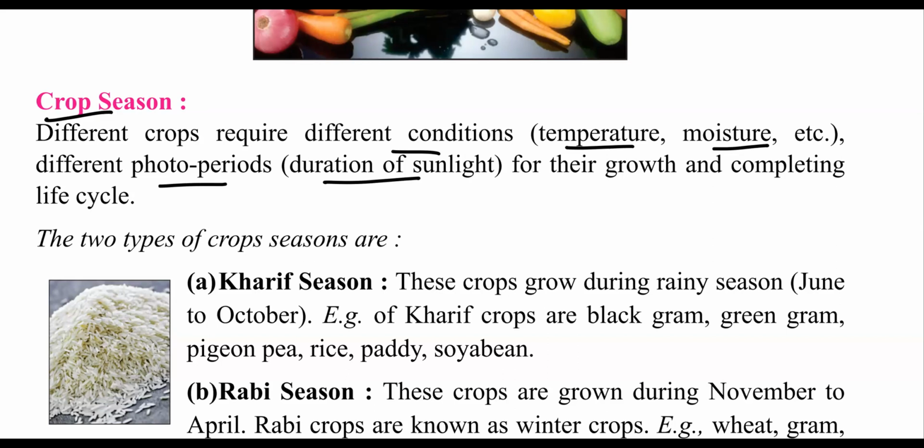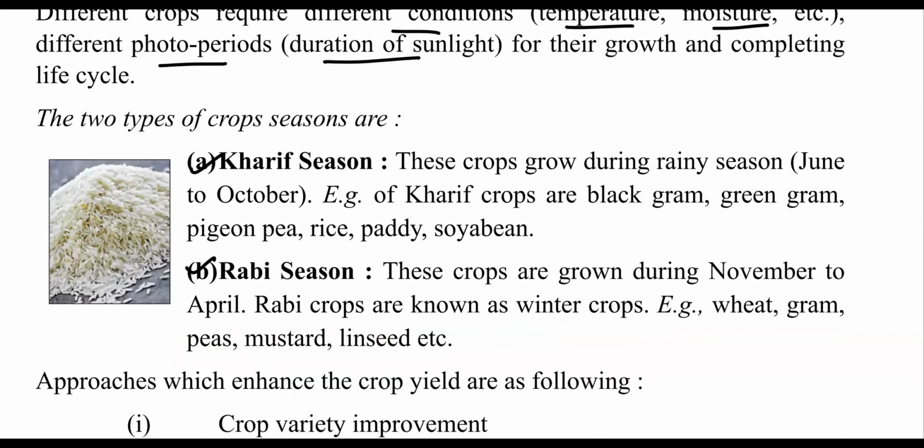Some plants require much duration of light, like 10 to 14 hours. They are called long day plants. Some plants require short duration of light for their proper flowering, like 6 to 8 hours of light that we generally have in winters. Some plants require much temperature, some require less, some require much moisture, some less, some require a long duration of light, some a short duration. So we have divided crops into two seasons: one is kharif and the second one is rabi.